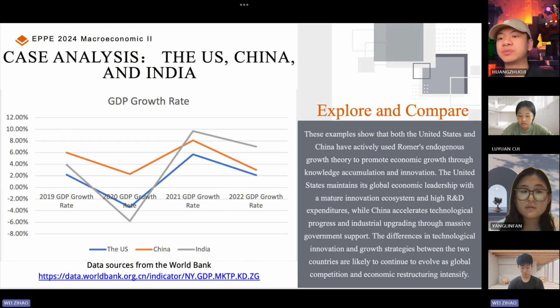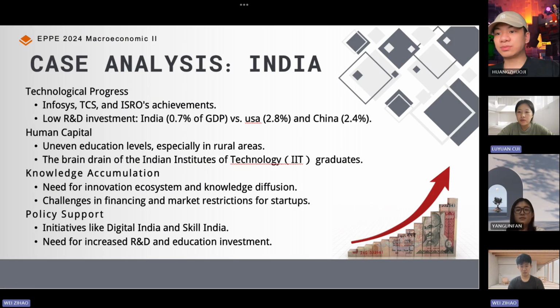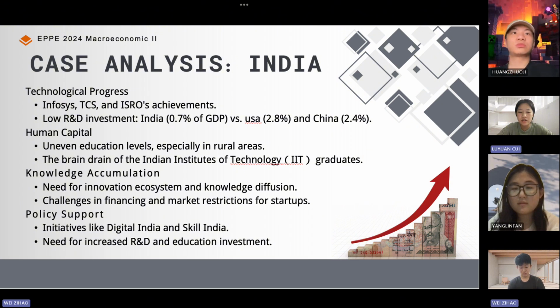Okay, next page. Based on Romer's endogenous growth theory, I will analyze India in four ways. The first is technological progress. The achievements of companies such as Infosys, TCS, and ISRO mark India's technological progress. However, India also faces challenges such as low investment in research and development at 0.7% of GDP, compared to 2.8% in the US and 2.4% in China.